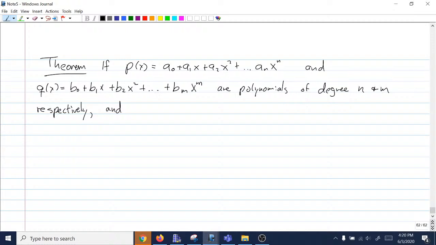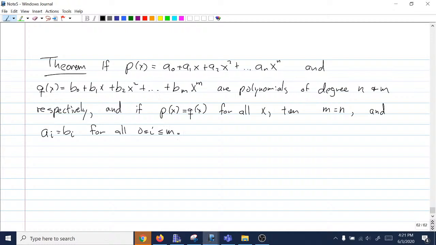If p of x and q of x are polynomials, and if p of x equals q of x for all x, then the degrees are the same, m equals n, and a_i equals b_i for all i, where i is between 0 and m, which is also n. If the polynomials are the same functions, then they must have the same coefficients. We stated this, we didn't prove it.